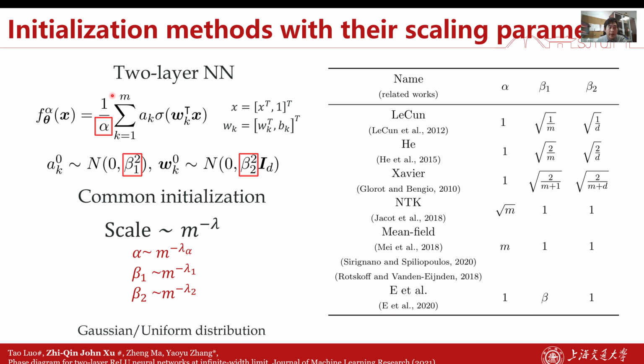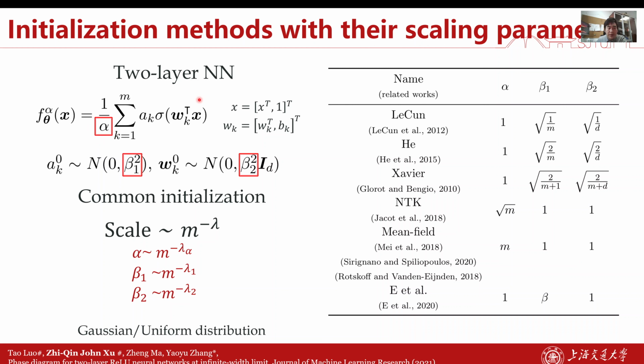Let's get started with two-layer neural networks. We consider these two-layer neural networks, and this is the inner product of the input with weight W. In this form, we can also expand this to a weight and bias form by this expansion. There is an alpha here. This alpha is a constant. We include this constant so we can study different forms in the literature.